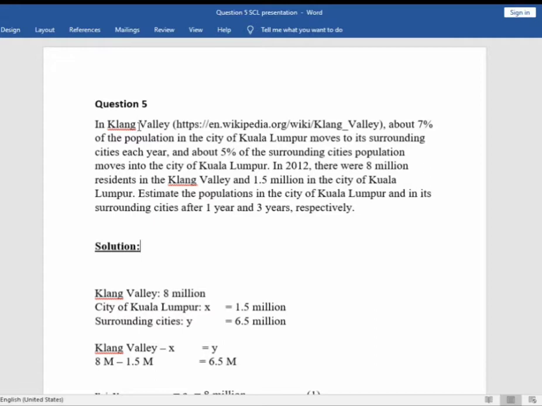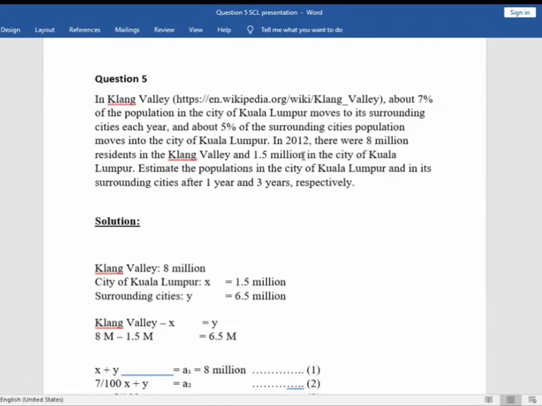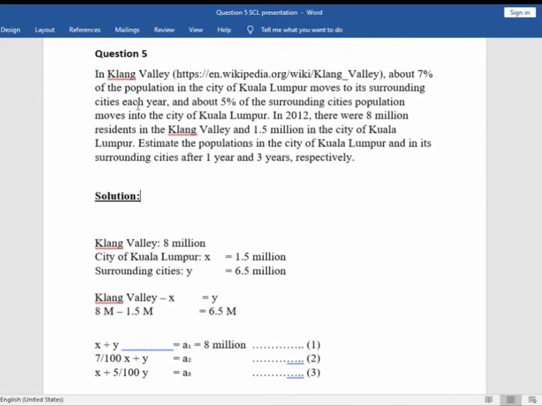The question 5 is, in Klang Valley, about 7% of the population in the city of Kuala Lumpur moved to its surrounding cities each year, and about 5% of the surrounding cities' population moved into the city of Kuala Lumpur. In 2012, there were 8 million residents in the Klang Valley and 1.5 million in the city of Kuala Lumpur. The question is, estimate the populations in the city of Kuala Lumpur and its surrounding cities after 1 year and 3 years respectively.